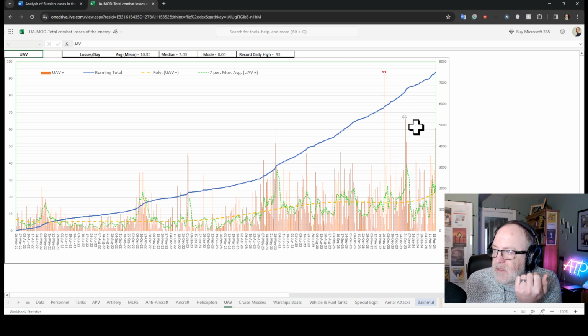If you go back to December, there was a day of 66. If you go back to November, there's a day of 93. We are not seeing that so much at the moment. There was one quite recently that was fairly high. But again, they aren't using them in those consistently high numbers because they don't have them.